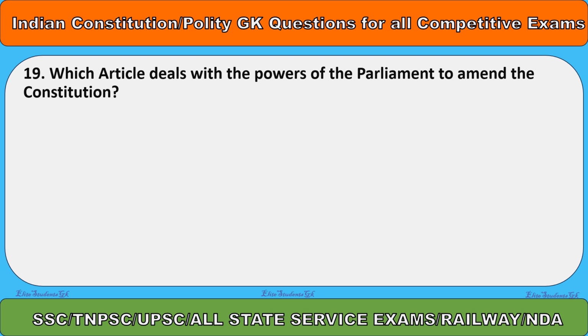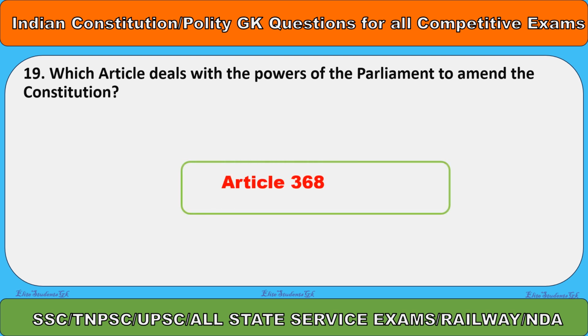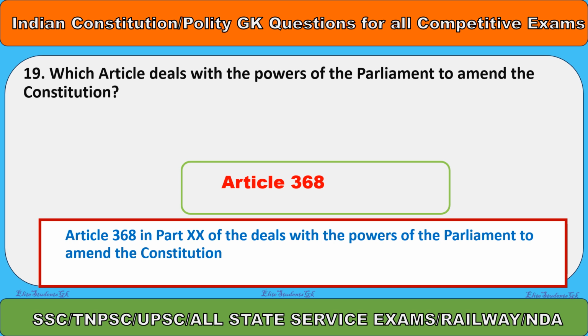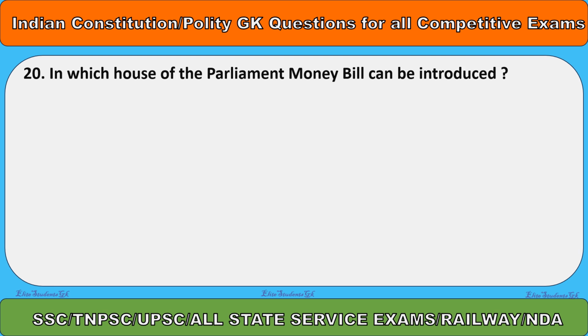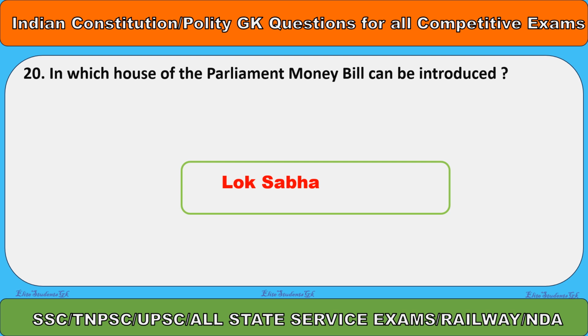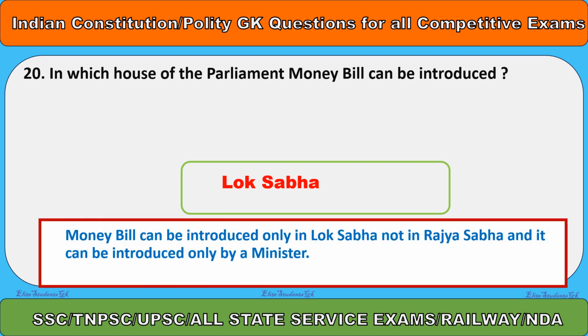Which article deals with the power of the Parliament to amend the Constitution? Article 368. Article 368 in Part 20 deals with the power of the Parliament to amend the Constitution. In which house of the Parliament can a money bill be introduced? Lok Sabha. A money bill can be introduced only in the Lok Sabha, not in the Rajya Sabha, and it can be introduced only by a minister.